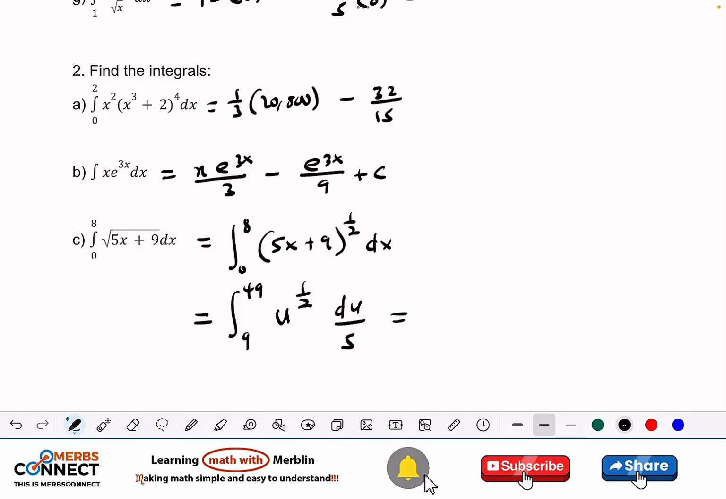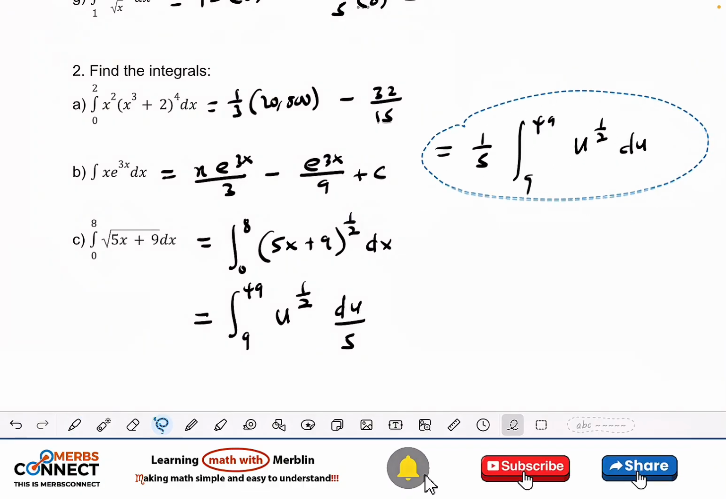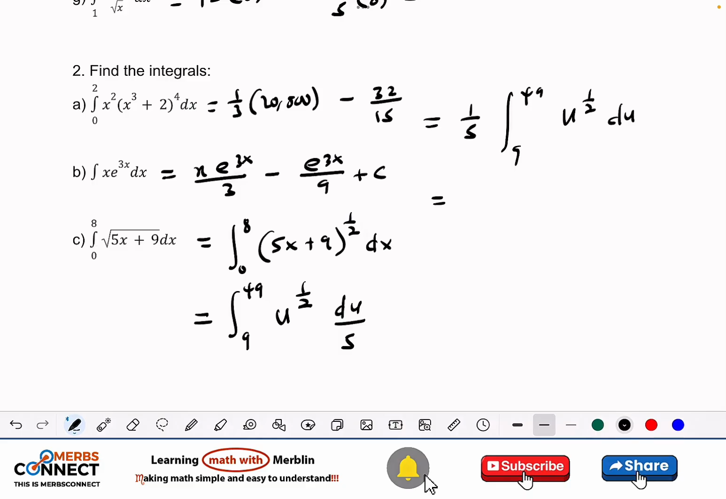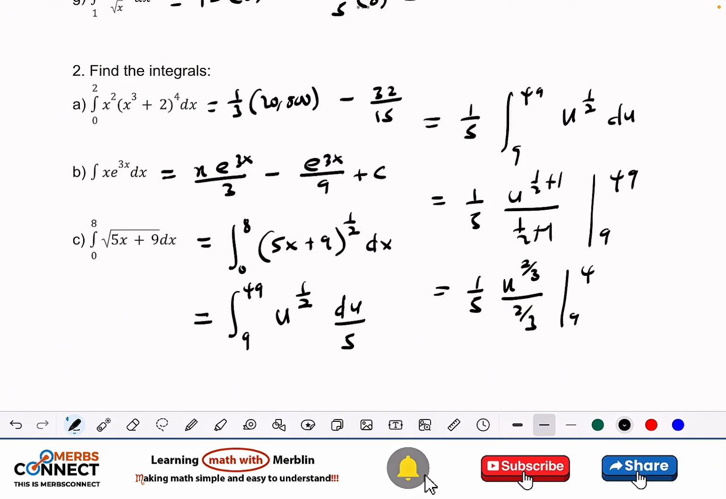We need to enjoy doing the integration. So this one is going to give us 1 over 5, now from 9 to 49, u to the power 1 over 2 du. Right. Now basically we are done with all the hard work. What we need to do is just apply the rule, right? So 1 over 5, u to the power 1 over 2 plus 1 divided by 1 over 2 plus 1, from 9 to 49. When I add, I'm going to have u to the power 3 over 2 divided by 3 over 2 from 9 to 49.